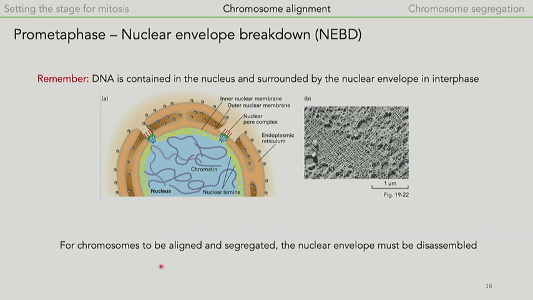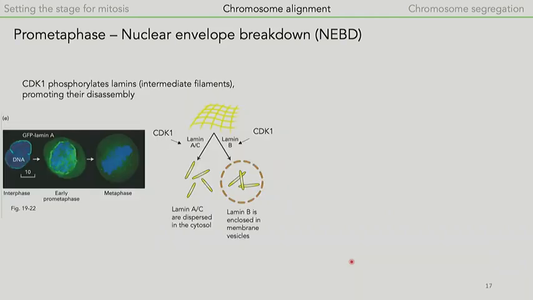So during mitosis, the spindle microtubules need to be able to interact with the chromosomes. So for that to happen, at least in our cells, you have to get the chromosomes out of the nucleus, essentially. You have to have those microtubules in the cytosol be able to make contact with the kinetochores. So in our cells, and in many eukaryotes, although not all, the nuclear envelope will be disassembled during this prometaphase stage.